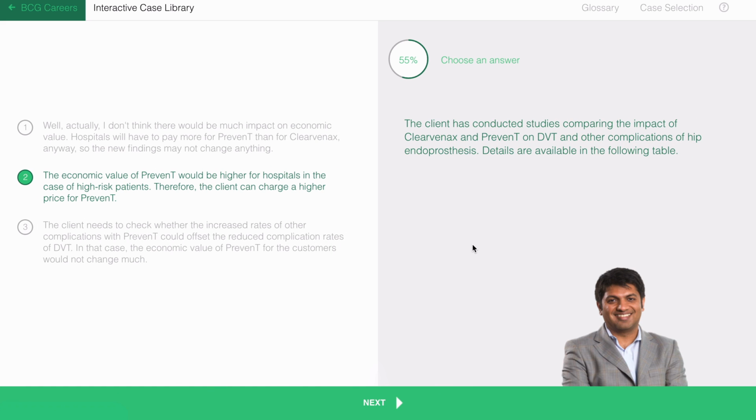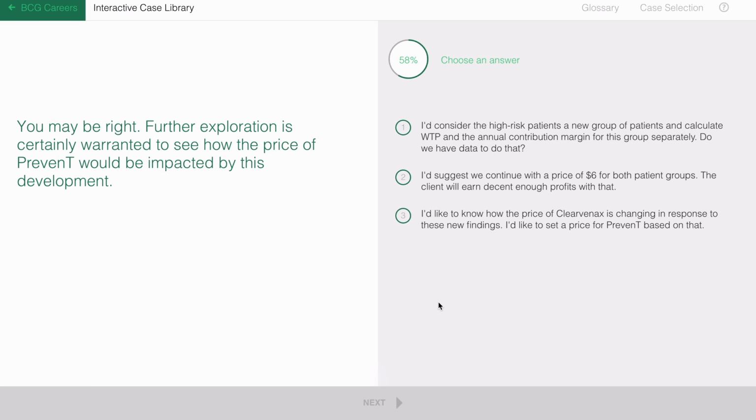The client has conducted studies comparing the impact of Clearvanax and Prevent-T on DVT and other complications of hip endoprosthesis. Details are available in the following table. You may be right. Further exploration is certainly warranted to see how the price of Prevent-T could be impacted by this development. Answer choice 1 says, I'd consider the high-risk patients a new group of patients and calculate willingness to pay and annual contribution margin for this group separately. Do we have data on that? Okay, I agree with that.